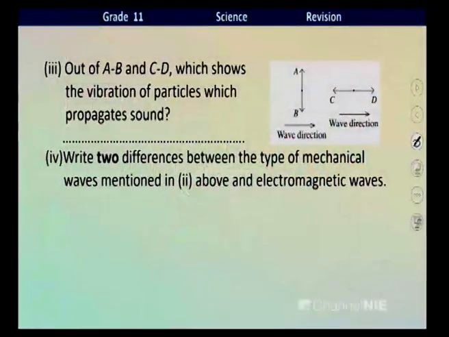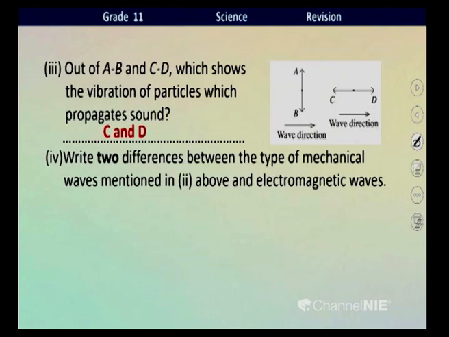Okay. Then look at the next question. Out of ABCD, which shows the vibration of particles which propagate sound. You know that longitudinal sound is a type of longitudinal waves, then the answer must be CD.